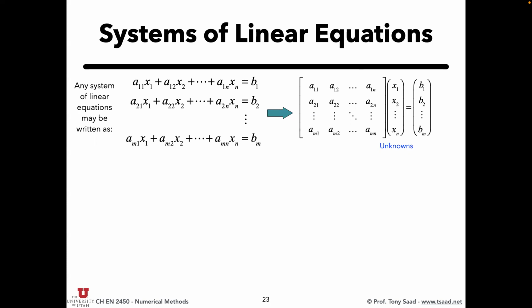So look at the first equation on the left, a11x1 plus a12x2 plus ... plus a1n(xn) equal b1. That's exactly what you have on the right: a11x1 plus a12x2, because that's the dot product of the row vector by the column vector, equal to b1, and so on.